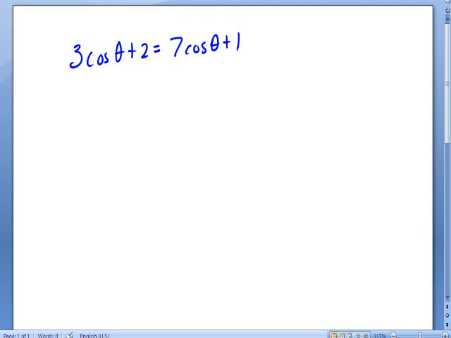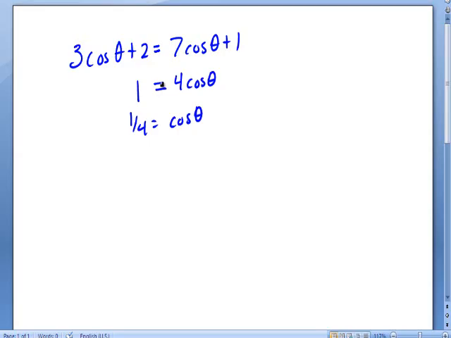Alright, the solution for this example, we again want to try to isolate the theta by combining all the like terms together. So I'm going to start by subtracting 1 from both sides and subtracting 3 cosine of theta from both sides. Then I'll divide by 4 and end up with cosine of theta equals 1/4.